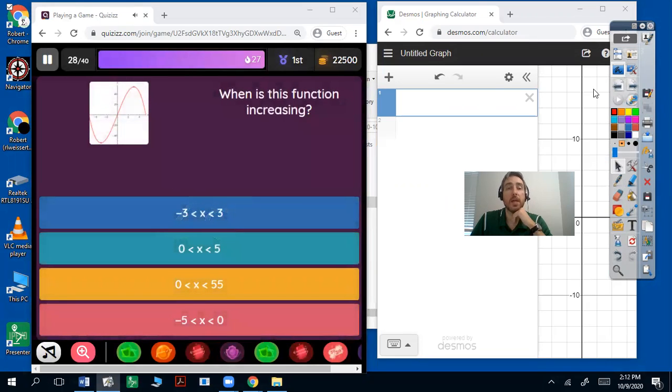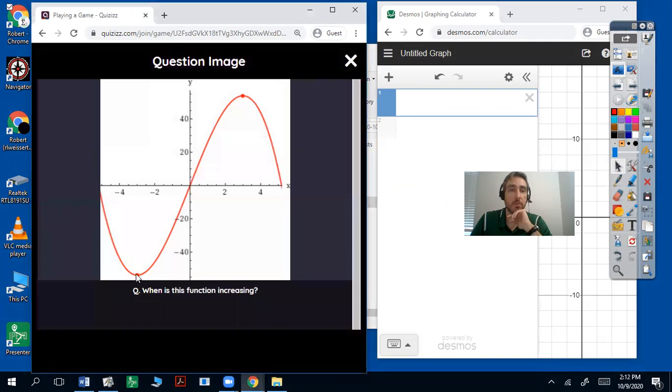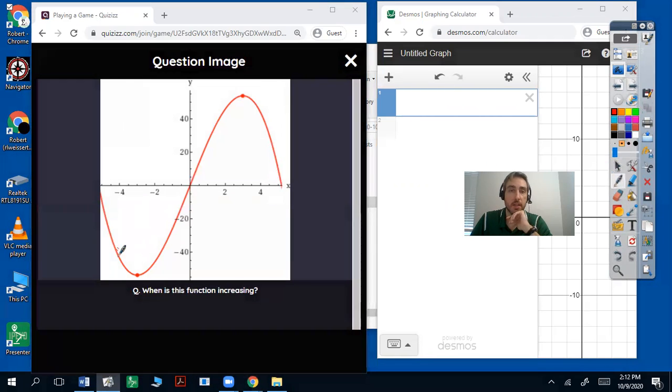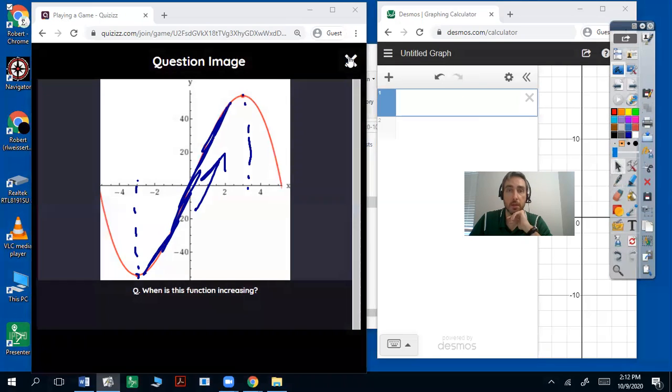All right, 28. When is this function increasing? Well, this function's increasing between this x value here and that x value. So it looks like it's increasing between negative 3 and positive 3. Increasing is going up as it goes to the right. So from negative 3 to positive 3.